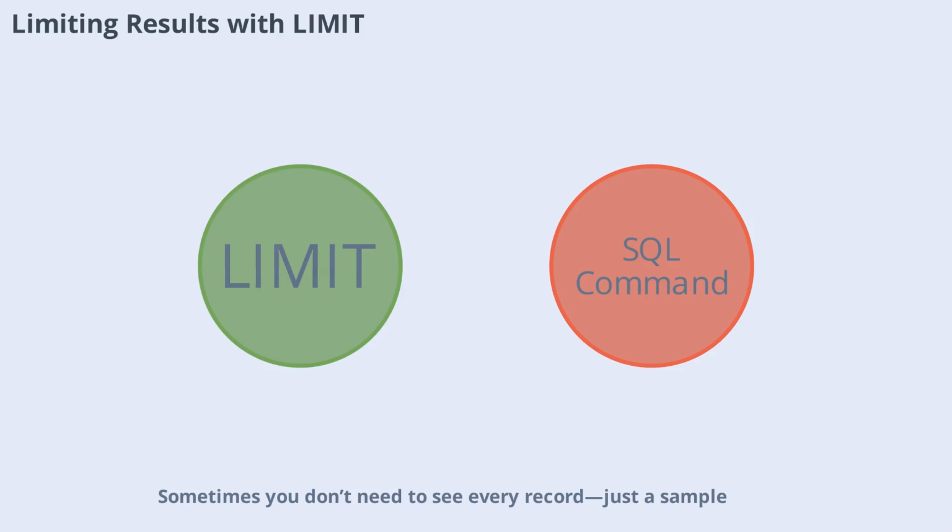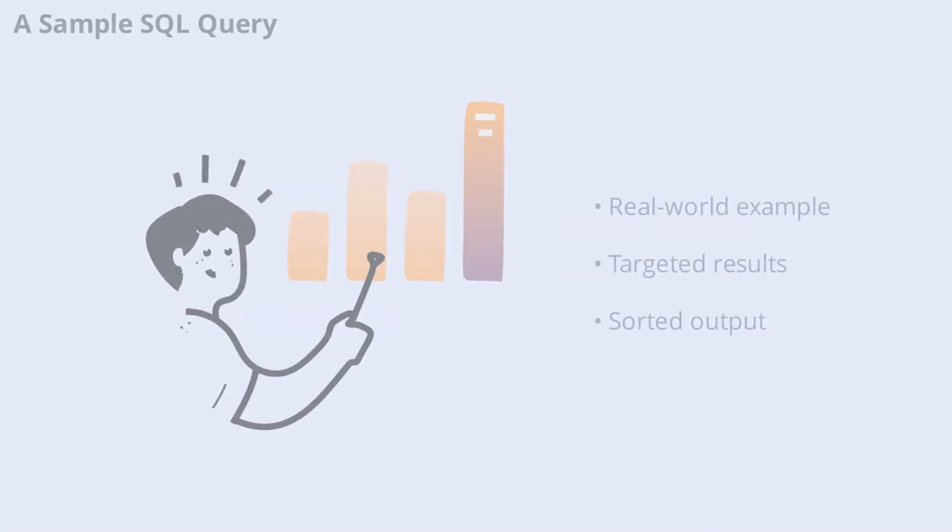Sometimes, you don't need to see every record, just a sample. The LIMIT command lets you control how many rows appear in your results. This is especially useful when working with large datasets, so you can quickly check your queries without being overwhelmed by too much information. Let's look at a real example.